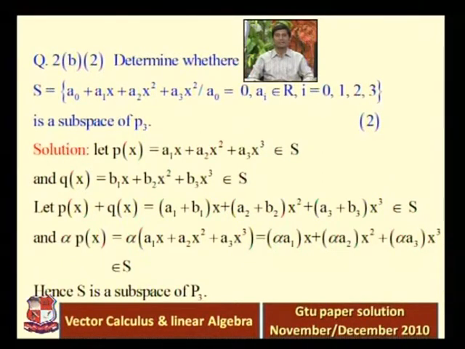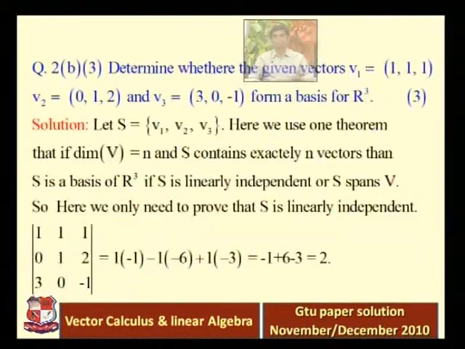So next question. Question 2b, third part. This question was asked for 3 marks. Determine whether the given vectors v1 = (1, 1, 1), v2 = (0, 1, 2), and v3 = (3, 0, -1) form a basis for R3.